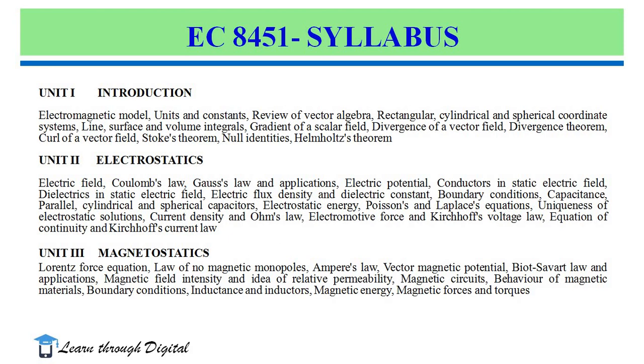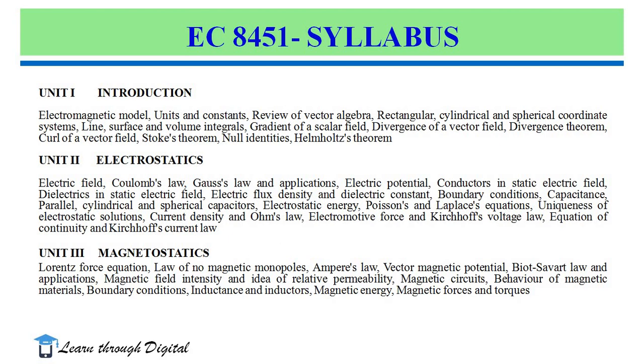Next, we are going to see the topics inside the syllabus of EE8451 Electromagnetic Fields. Totally we have 5 units. The first unit is Introduction to Electromagnetic Fields. Under the title Introduction, we will discuss the basic things: electromagnetic model, units and constants, and review of vector algebra, coordinate systems, line, surface and volume integrals, divergence, gradient and curl, divergence theorem and Stokes theorem. These are all the basic things we will discuss under Unit 1.